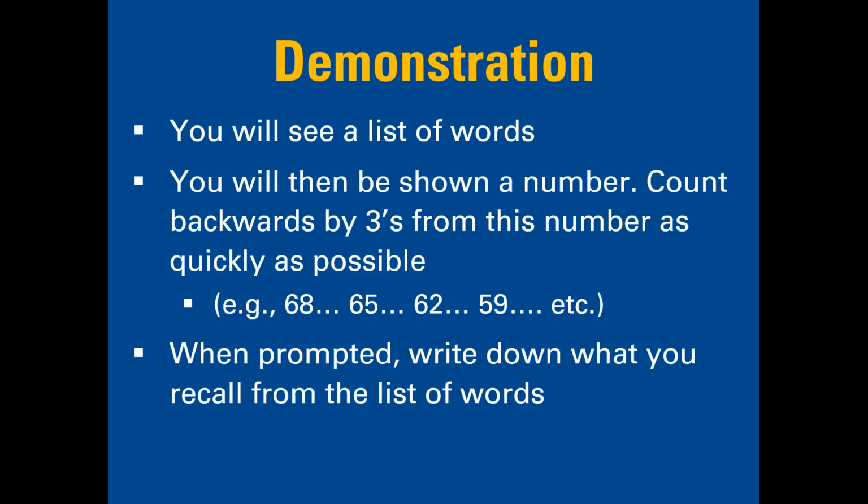So for example, if I showed the number 68, in your head or out loud, you would go 68, 65, 62, 59, counting backwards by threes. And you'll continue to do that until I prompt you. And when you are prompted, go ahead and write down what you recall from that list of words that you were seeing. All right, so again, you'll see words, see a number, start counting backward by threes, and then at a certain point, you'll be prompted to write down what you recall.